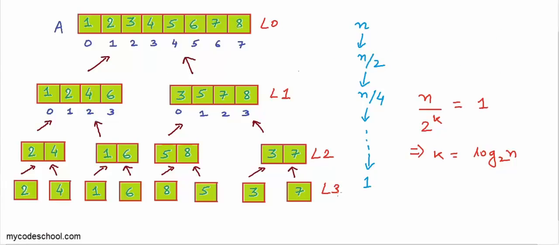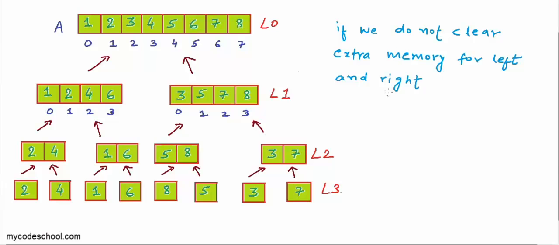So if we do not clear extra memory used for left and right, we will take space for n integers each for log n levels. So space complexity will be theta of n log n. The extra space requirement will be theta of n log n.